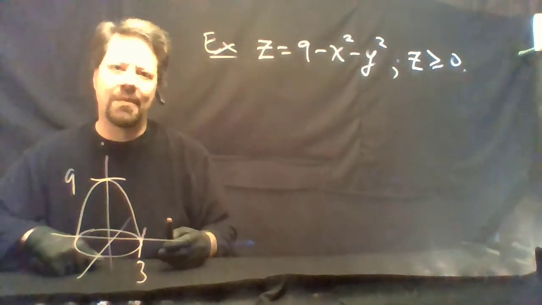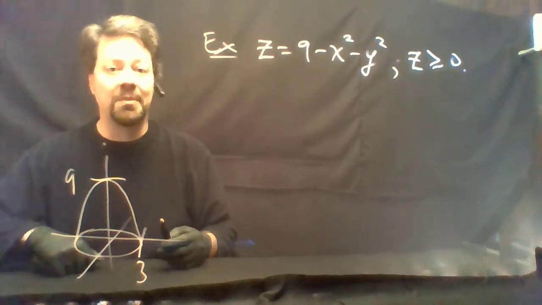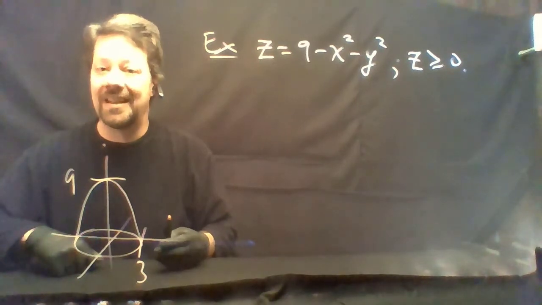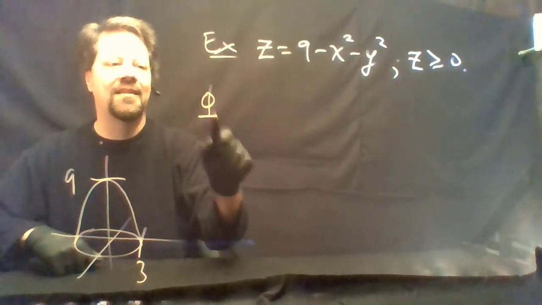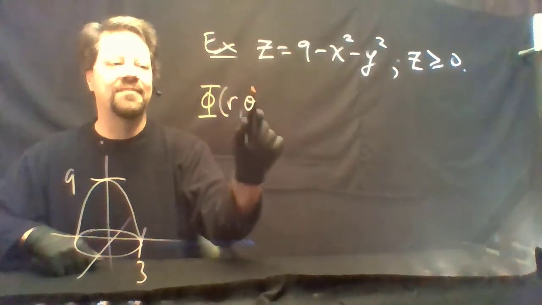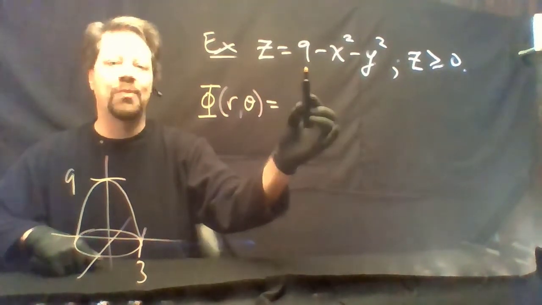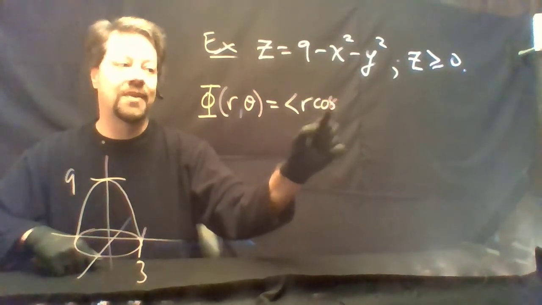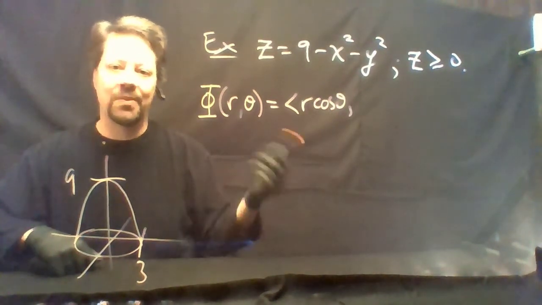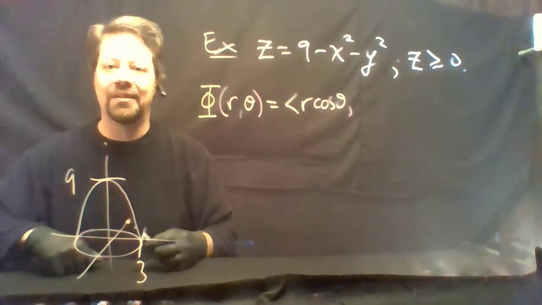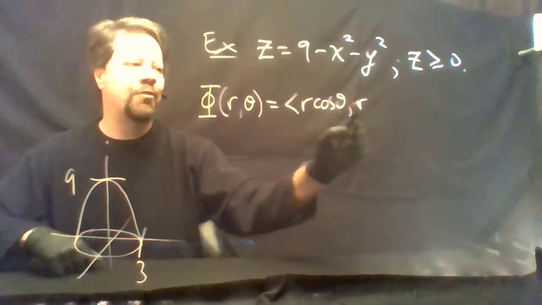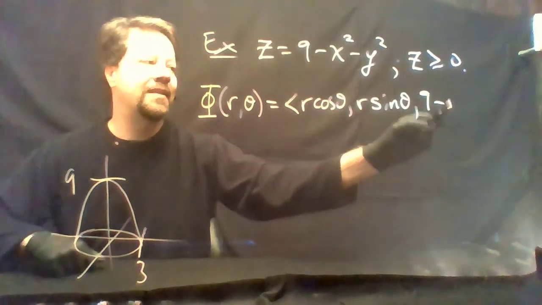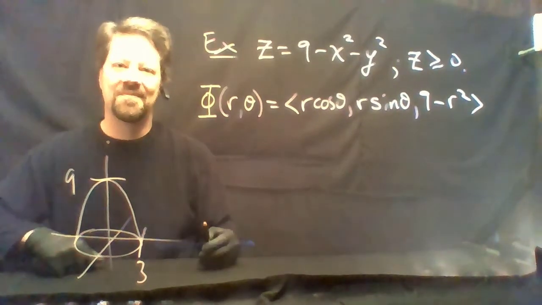First, we need a parametrization for this surface. Probably better, since we have rotational symmetry around the z-axis, to use cylindrical coordinates. Our parameters will be r and theta. You can see that z will be 9 minus r squared. X will be r cosine theta, the usual translation between cylindrical and rectangular for the x coordinate. Y will be r sine theta, and z will be 9 minus r squared.